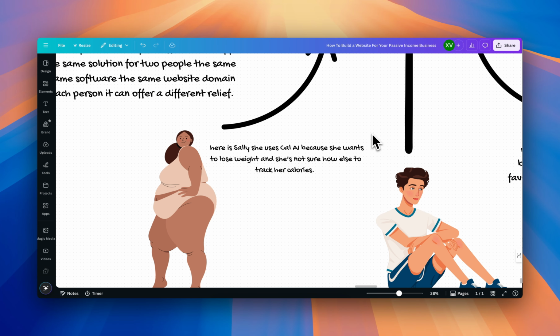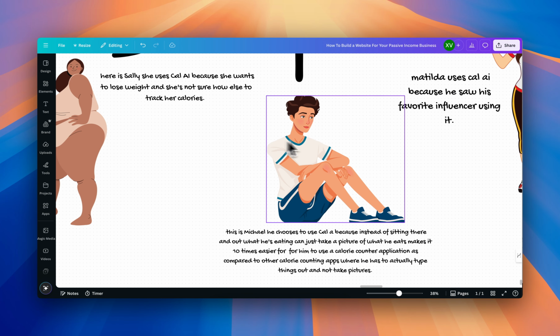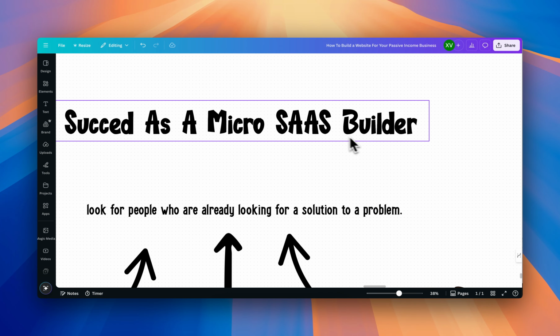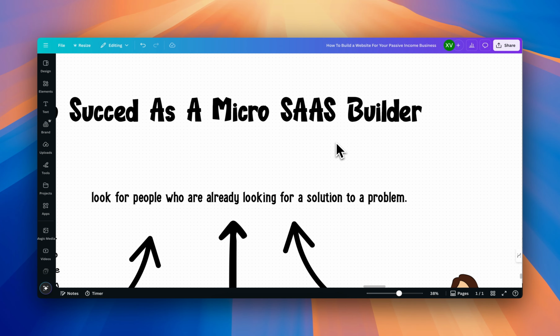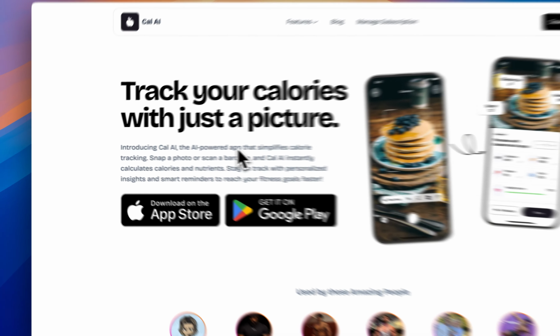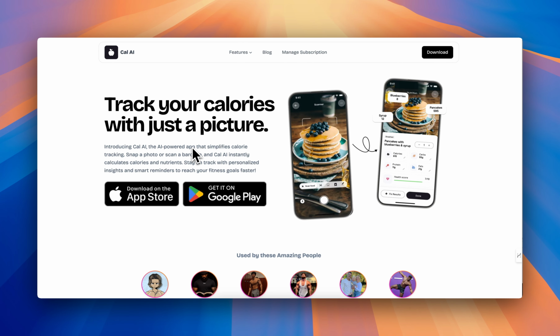Well, let's use another example. This is Sally. Sally uses Cal AI because she wants to lose weight, and she's not sure what else to use to track her calories. In all circumstances, whether it be Michael, Sally, or Matilda, they're all using Cal AI for a different reason. But regardless of their reason, each is paying Cal AI money. So regardless of the reason why, they're all choosing to pay Cal AI for the solution.